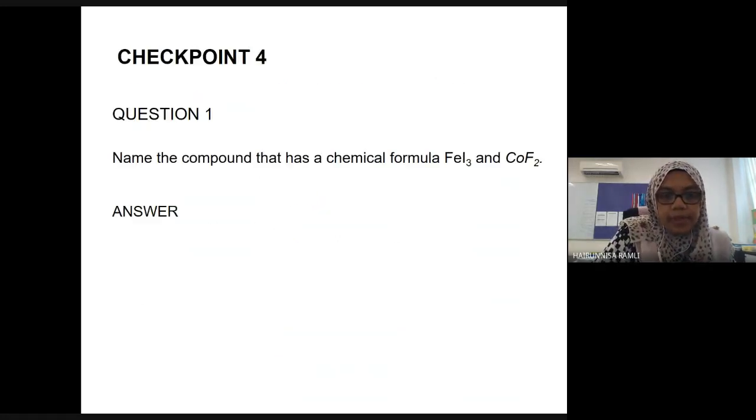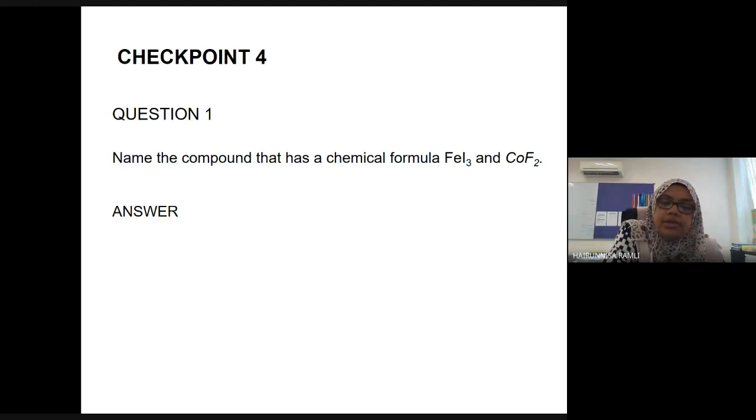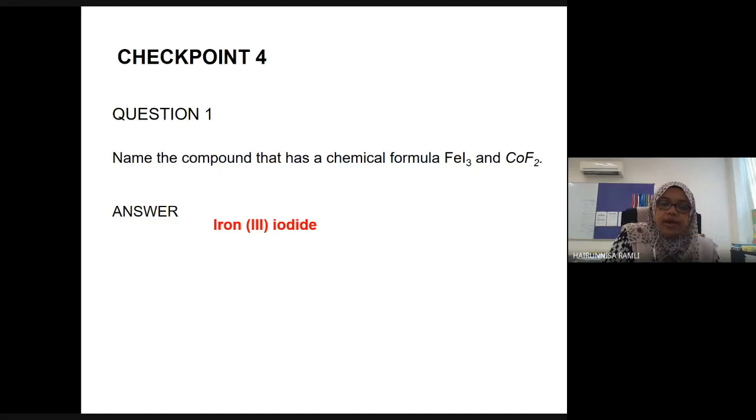Okay, so this checkpoint. Name the compound that has a chemical formula FeI3. So, apa nama dia tu? Iron 3 iodide. Okay, how about number 2? Cobalt 2 fluoride. Cobalt 2 fluoride eh. So you have to take note eh. Sometimes your handwriting also is very important.